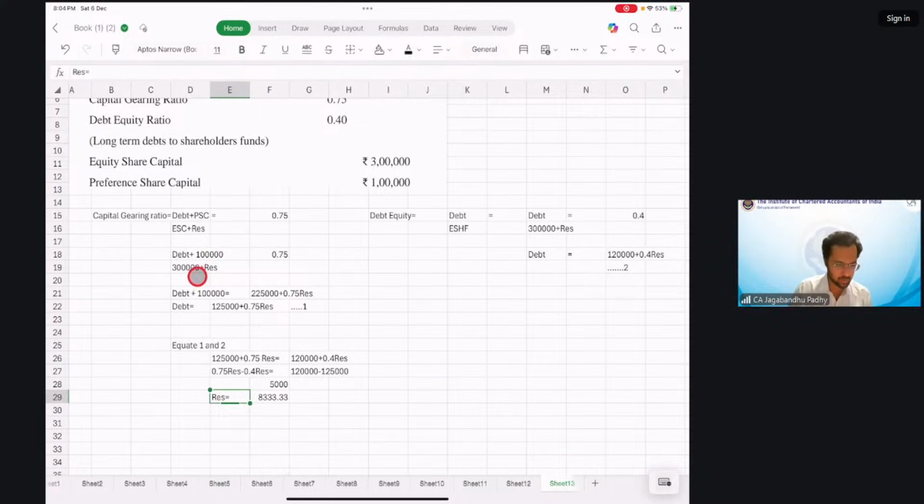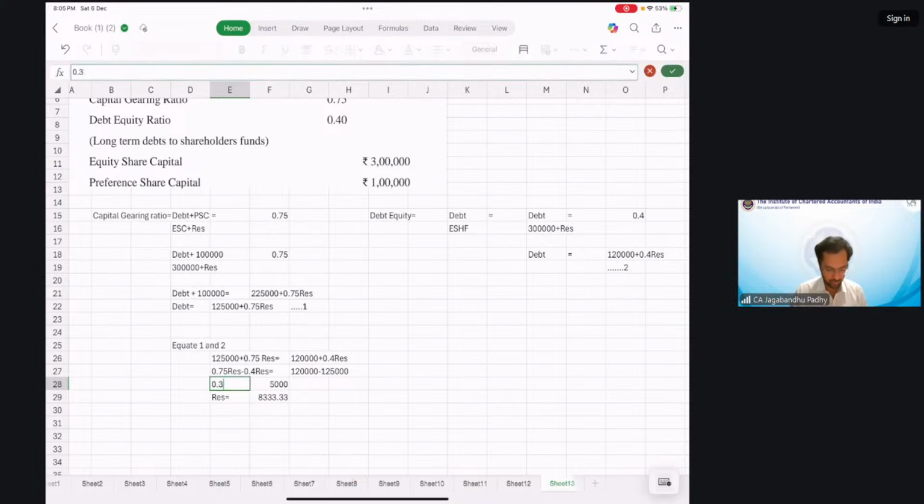This is still some mistake. I think this is 0.75 reserves. Debt plus 1 lakh is 2 lakh 25,000 plus 0.75 reserves. So debt will be 1 lakh getting subtracted, 1 lakh 25,000 plus 0.75 reserves. And here we have 1 lakh 20 plus 0.4 reserves. So reserves are going to be 0.75 reserves minus 0.4 reserves, and is equal to 0.35 reserves.